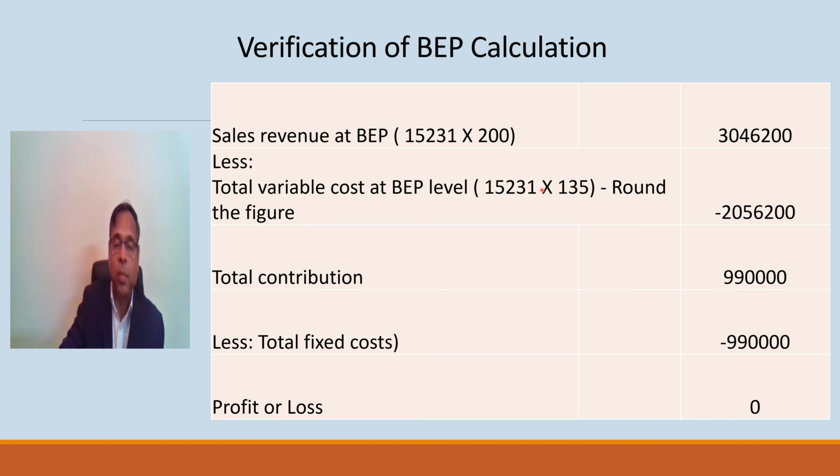Let us deduct the total variable cost. So total number of break-even point units multiplied by variable cost per unit, you get the total variable cost. So 30,46,200 minus 20,56,200, you get 9,90,000 as total contribution. That is sales revenue minus variable cost, you get total contribution. So from total contribution, if you deduct the total fixed cost, that is 9,90,000, that is given in the question, you get 0. That is, there is no profit, there is no loss at break-even point.